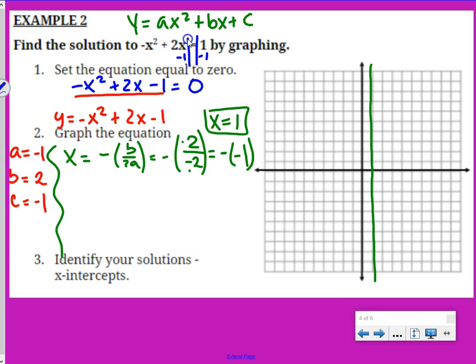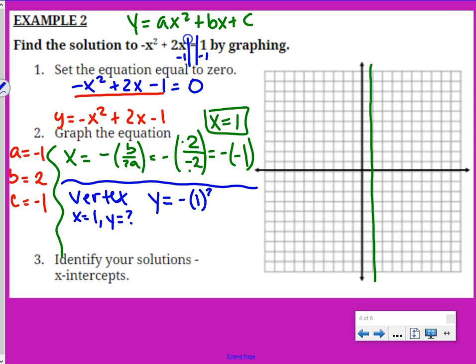Find our vertex. That's what we want next. So that's the point where x equals 1, and we want to solve for y. So we use our equation. Y equals negative x squared, so instead of x, we're putting 1 in for x, plus 2 times 1, minus 1. 1 squared is 1, so negative 1 plus 2 times 1 is 2, minus 1. Negative 1 plus 2 is 1, minus 1 is 0. So our vertex is 1, 0, right there on our x-axis.